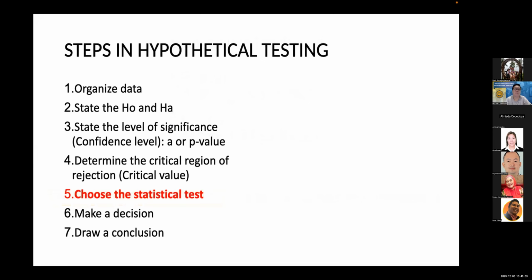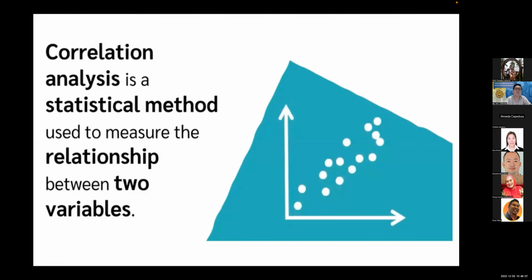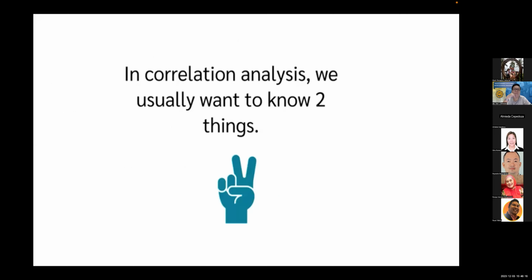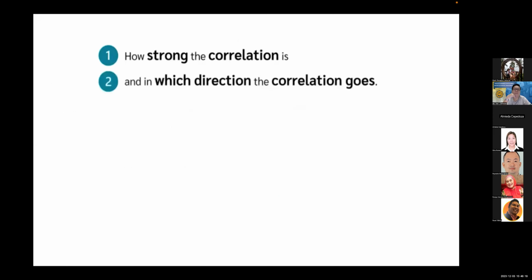So next step is to choose our statistical test. Correlation analysis is a statistical method used to measure the relationship between two variables. In correlation analysis, we usually want to know two things. First is how strong the correlation is, and the second is in which direction the correlation goes. So this is just a review. We can get both of these by getting the correlation coefficient, which is between -1 and 1.